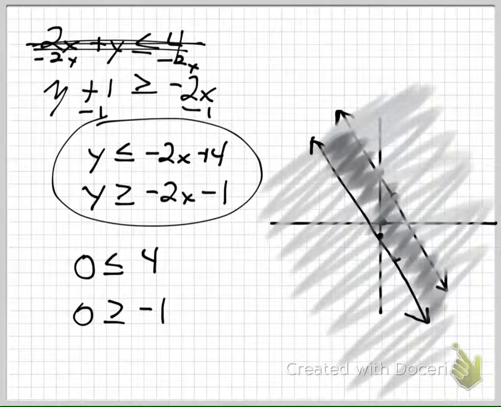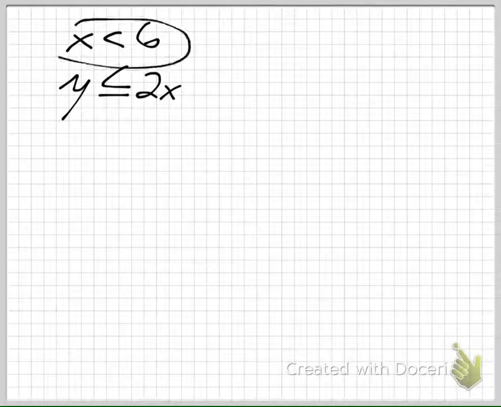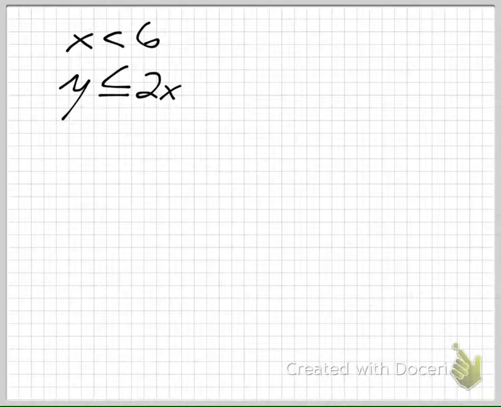Okay. Number 39 is a good one. Number 39 says x is less than 6 and y is less than or equal to 2x. First of all, is that written in slope-intercept form? No, it's not y equals. In order for it to be slope-intercept form, it has to be y equals. But can you graph x is less than 6? Let's look.